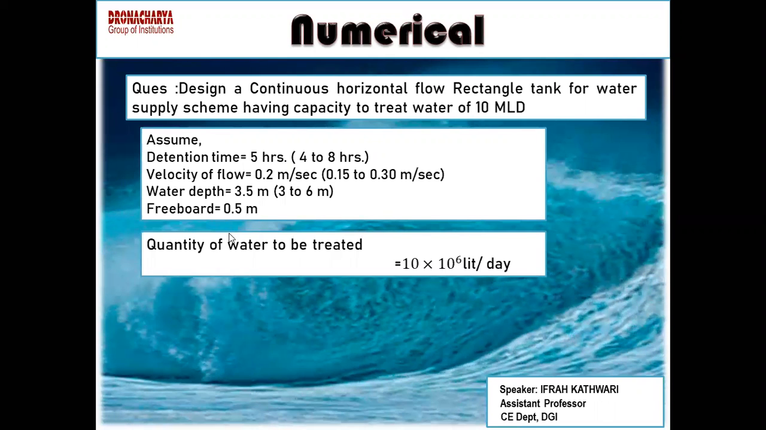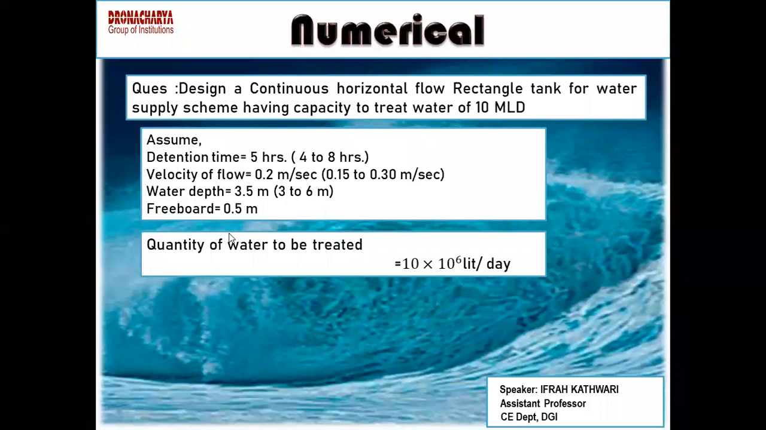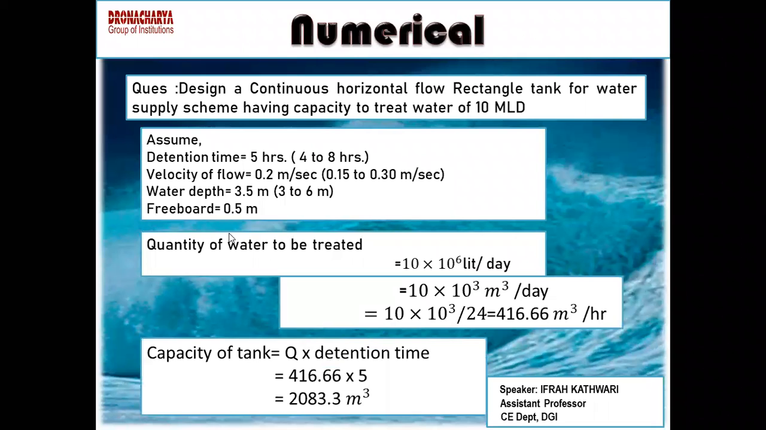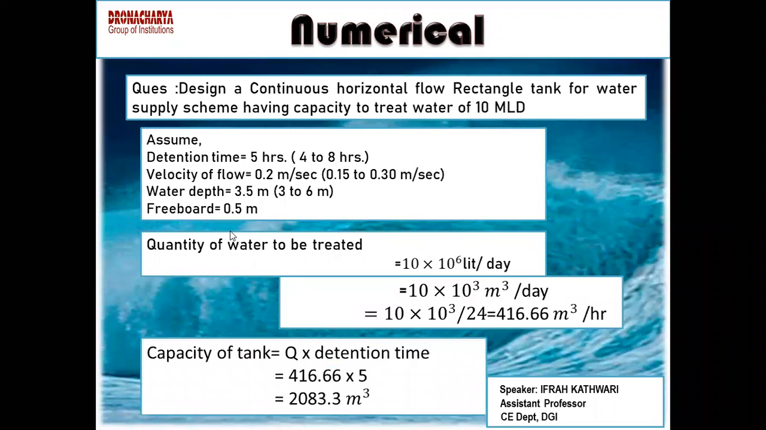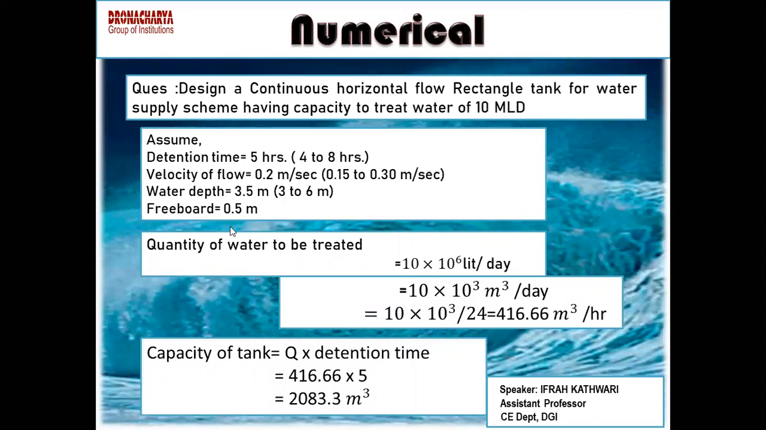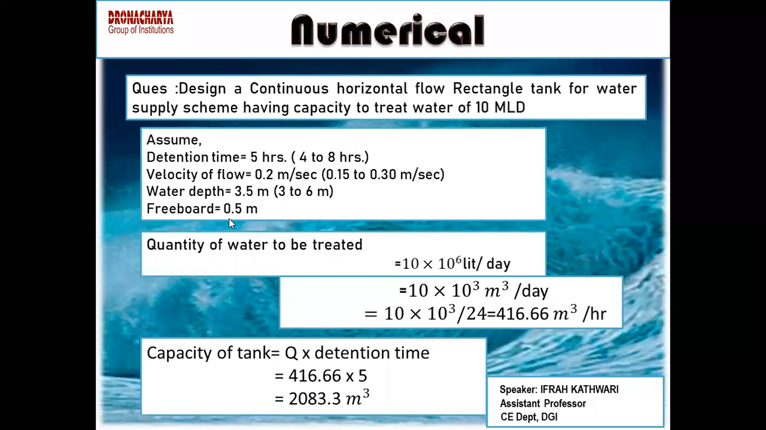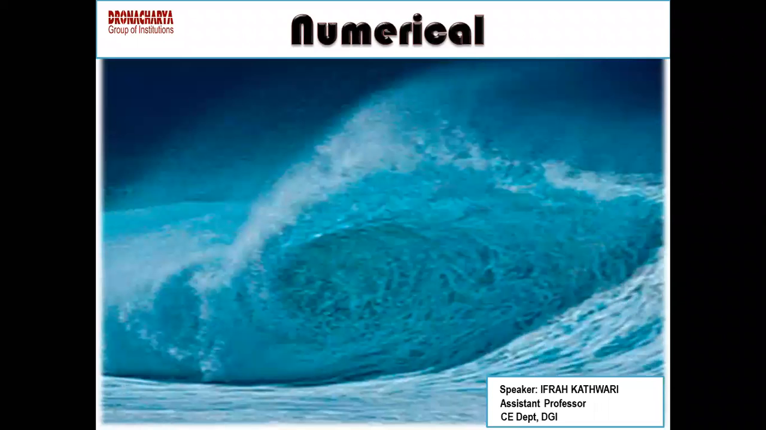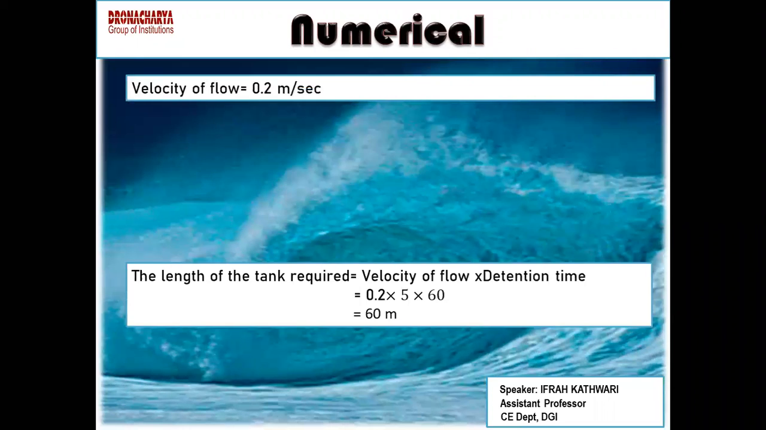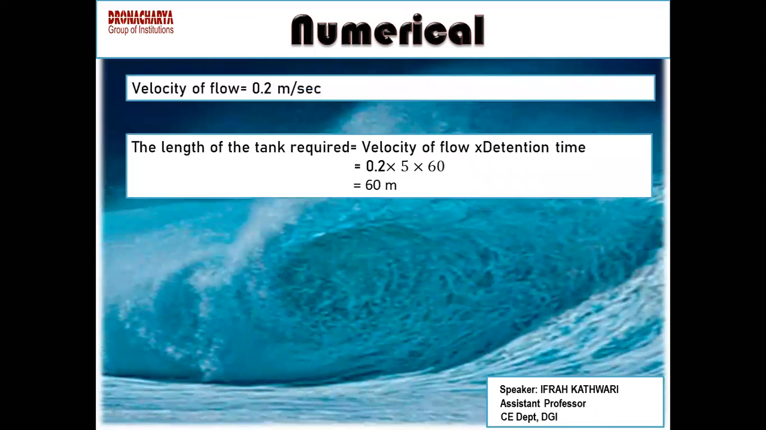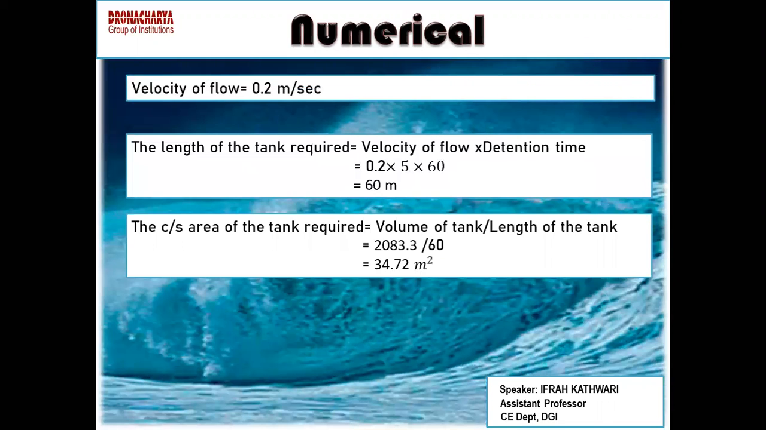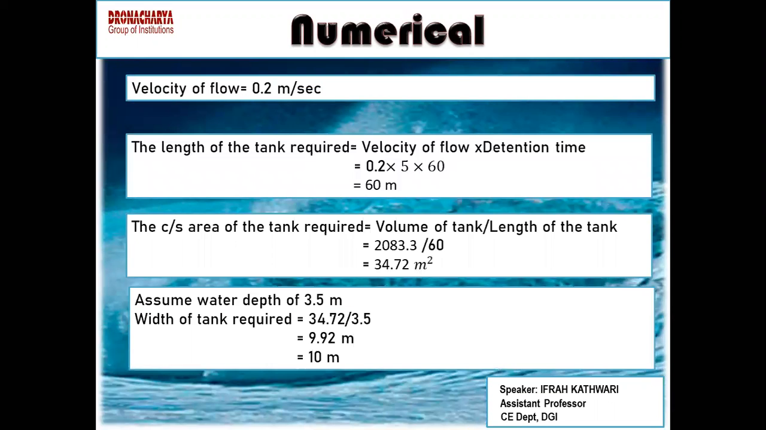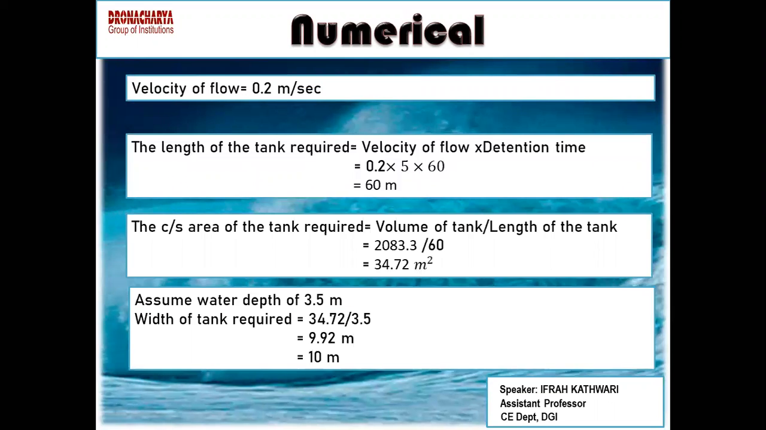Similarly, we have to find the quantity of water that is to be treated. Then we have converted it. Then we have found out the capacity of tank, which is Q into detention time, which is already assumed in the question. After that we have this velocity of flow, which we assume to be 0.2 meter per second. In this way, we can find out the length of tank. Similarly, we will find out the cross-sectional area of the tank. Using this cross-sectional area, we will find out the width of the tank that is required.